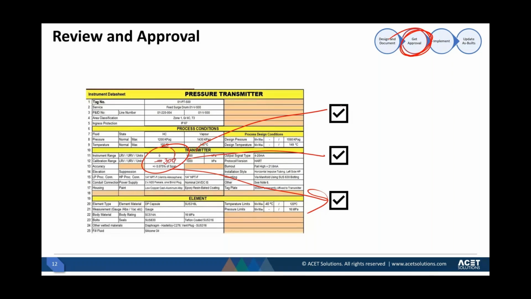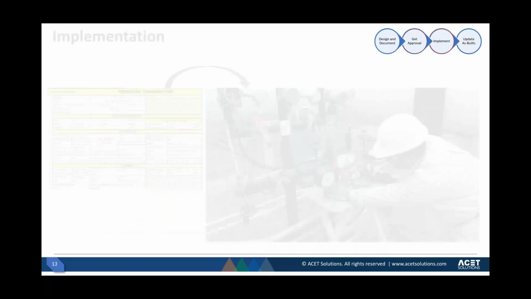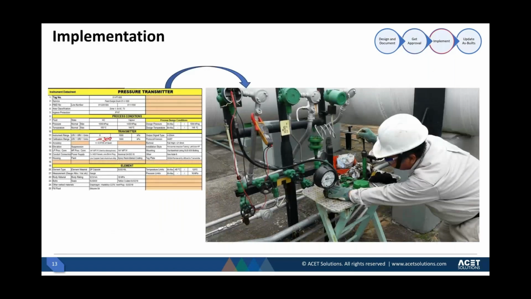So once you have all these approvals, then you go to the next step of implementation. The change is communicated to a suitable person who goes out to the site, to the field, and of course, they use their equipment to connect to the transmitter and implement the change that has been approved.